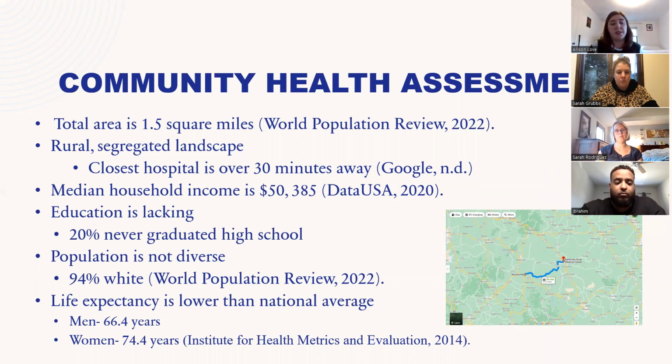There's a lack of education. 20% of the population here never graduated high school, and it's not a very diverse population either. 94% of the people living there are white. Lastly, it's important to mention the life expectancy is lower than the national average. In Booneville, for men, it is 66.4 years, where it's normally 76.7 years. And for women, it's 74.4 years, where it's normally 81.5 years. And as we go into our target population for our project, we are focusing on all of these adults in the community. So any man or woman, anyone over the age of 18 that could be considered an adult.